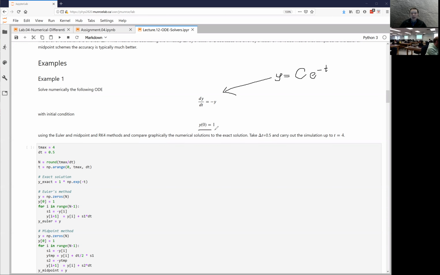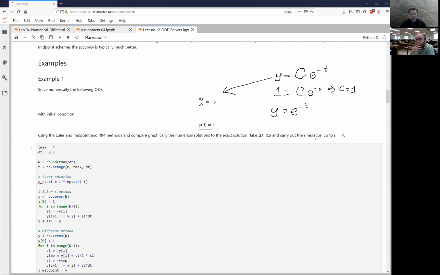If we add in the initial condition that when time is equal to 0, we can solve this for c and figure out that the exact solution to this problem must be y equals e to the minus t. That's an exact answer. And we can do that for some differential equations, but most of them we can't.